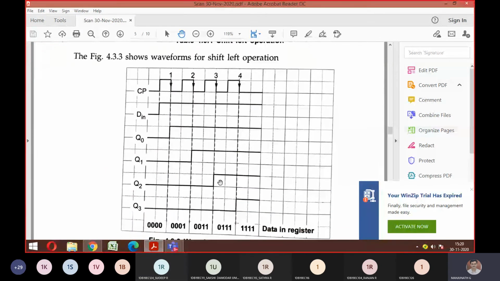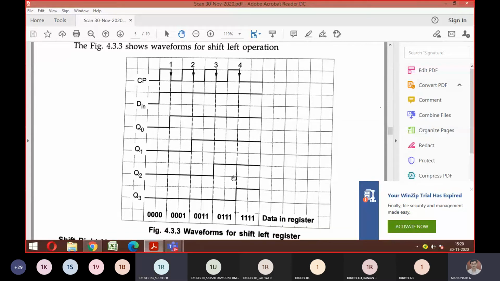Look at the waveform now. For the first clock pulse, D in was 1, then you got Q out and the remaining all 0. Similarly second, third and fourth. This is what you need to explain whenever they ask you to write a short note or explain the SISO shift register. Any doubts? Anyone till here? No, sir. Am I clear to everyone till here? Is it fine here? Yes, sir.